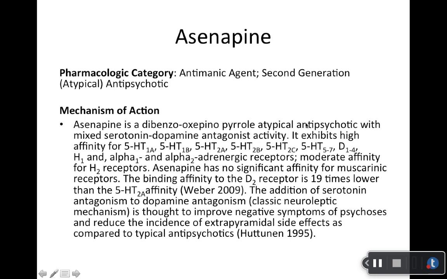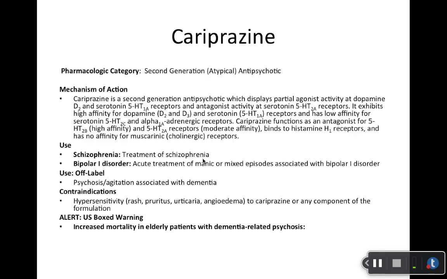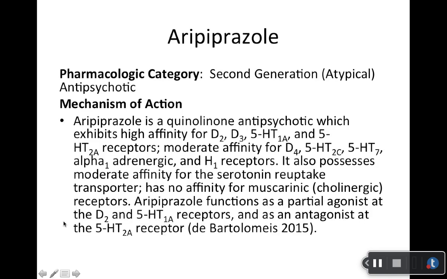Asenapine, second-generation atypical antipsychotic, acts on the serotonin and dopamine receptors, used for bipolar and schizophrenia. Contraindications, does have some hepatic impairment warnings there. So of these, this is the one you have to be concerned with. And then the box warning we have seen before. Cariprazine, newer antipsychotic. Mechanism of action, please read through that. To be used for schizophrenia, bipolar disorder. Contraindications, just hypersensitivity, and then the box warning, which we have seen before.